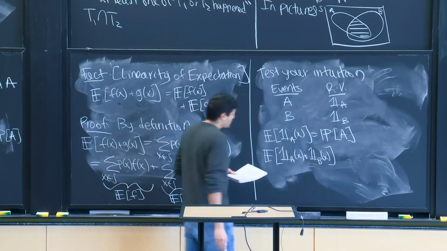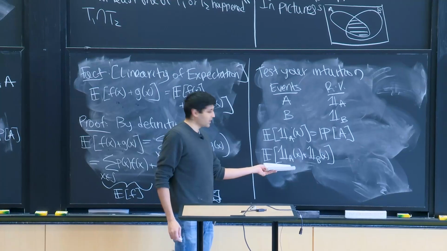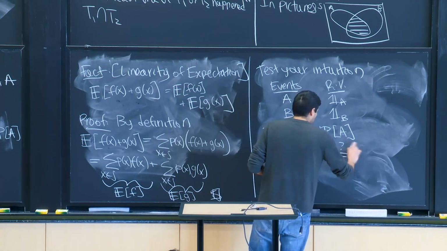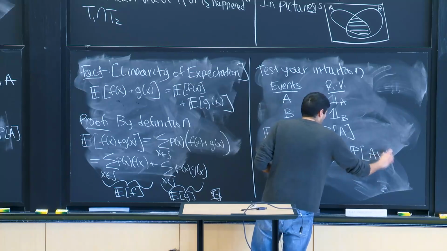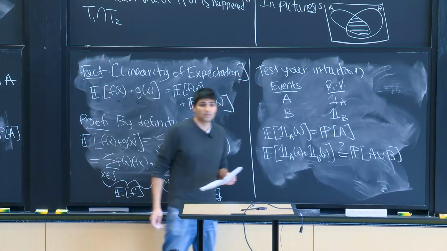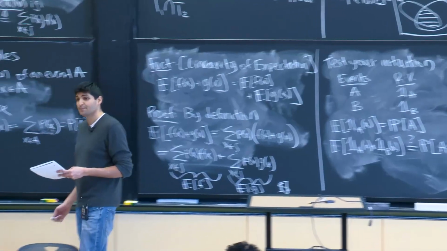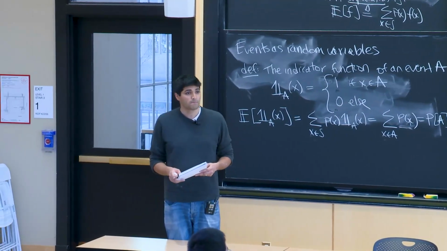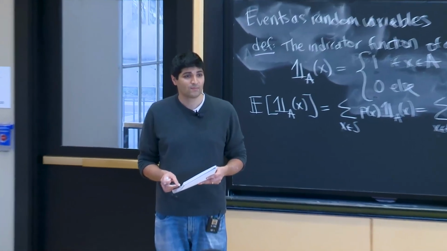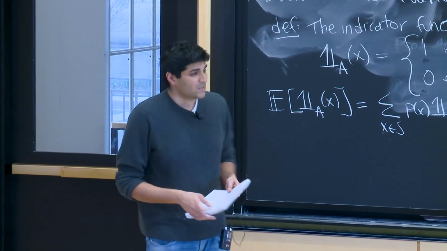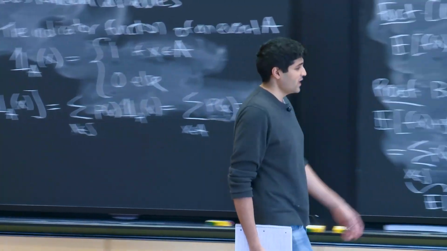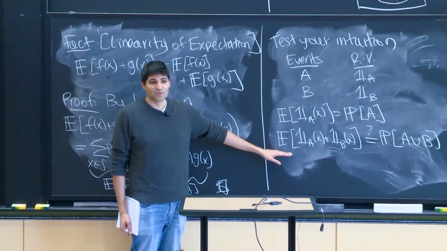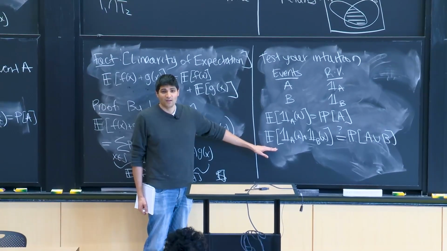Right? In some sense, this looks like I'm taking into account whether A or B happened. Is this equal to, for example, the probability that event A or B happens? Just to test your intuition. All right, so how many people think the answer is yes? How many people think the answer is no? Okay, so the no's have it.